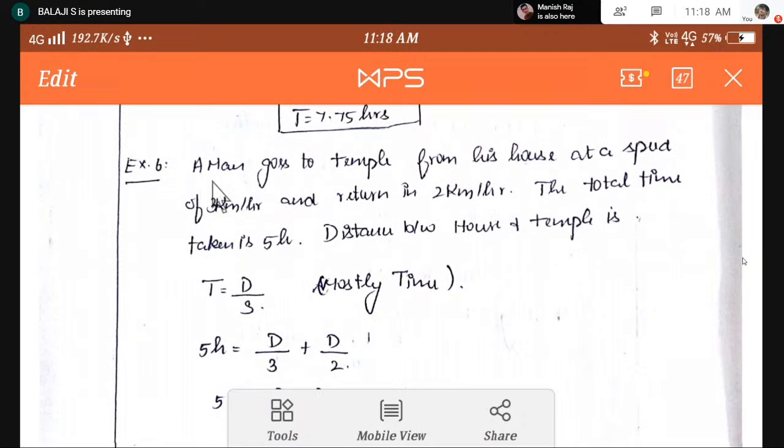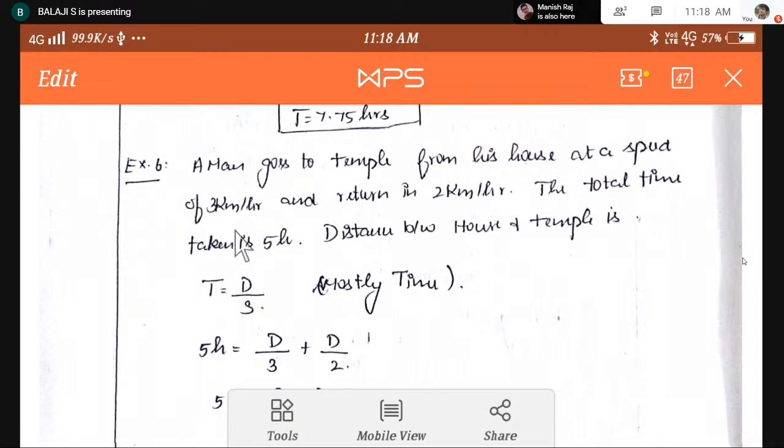Okay. A man goes to a temple from his house at a speed of 3 km per hour and returns at 2 km per hour. The total time taken is 5 hours. Find the distance between the house and the temple. See, friends, this question looks tricky, but it is very, very easy and also very important.